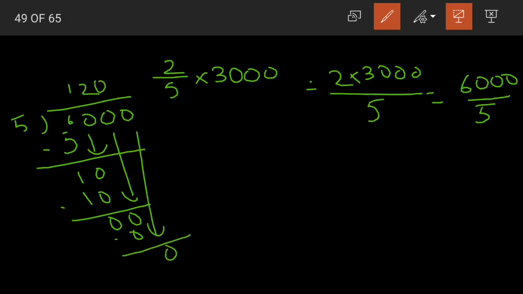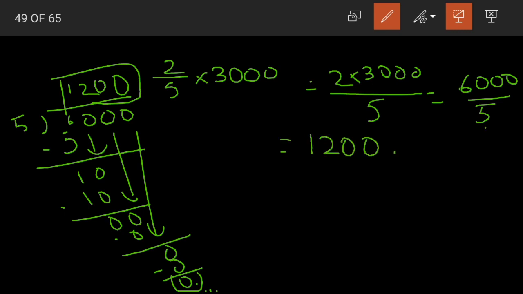Again another 0 brought down. So then lastly we are left with 0 as our remainder. What is our quotient here? 6000 divided by 5, 1200 is our quotient. Now what is this? This is 2 by 5 of the total population. That is, this is the number of males in the given village. Out of 3000, there are 1200 males.